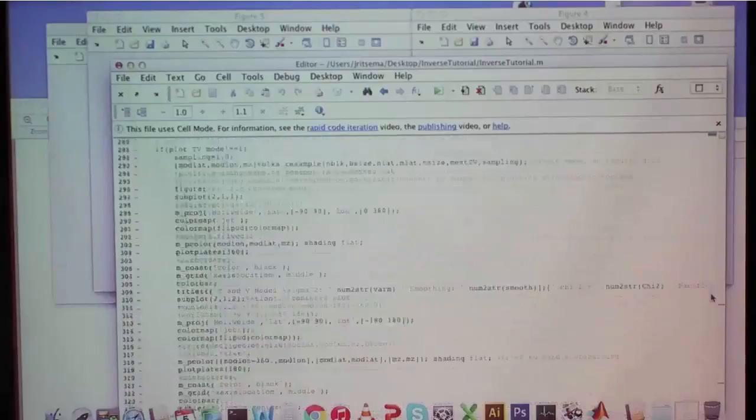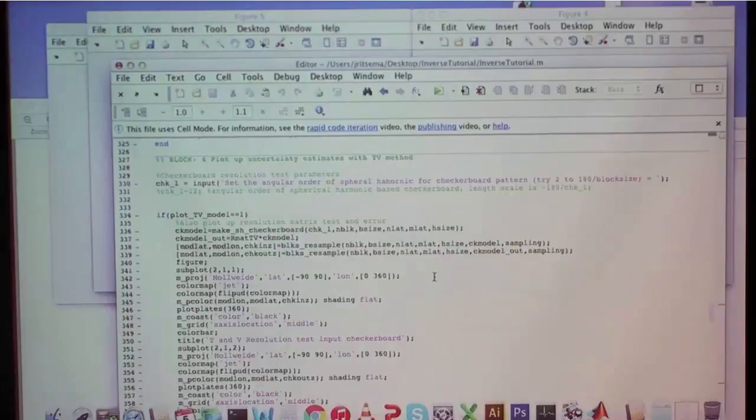So block four is a checkerboard test. Okay, so let's do a checkerboard test. So now we're basically saying, what is the recovery of a certain pattern by the data? So in fact, if the Earth is a checkerboard, which it isn't, it's actually a really silly test because you're testing whether the Earth is a checkerboard. But we know it's not. But what if the Earth is a checkerboard? What would you see? Okay? So, let's find out.